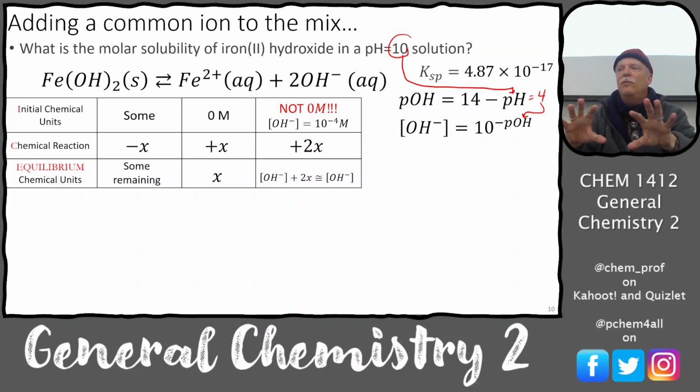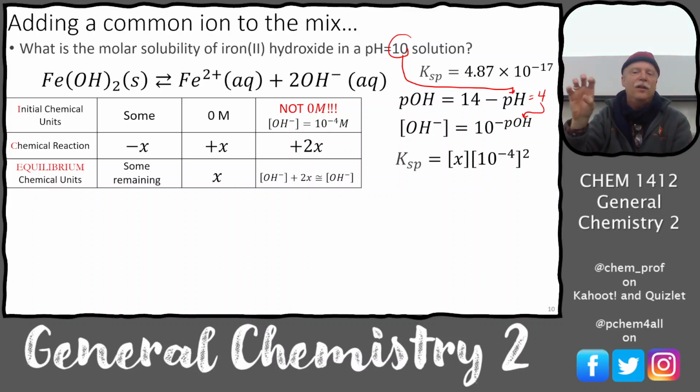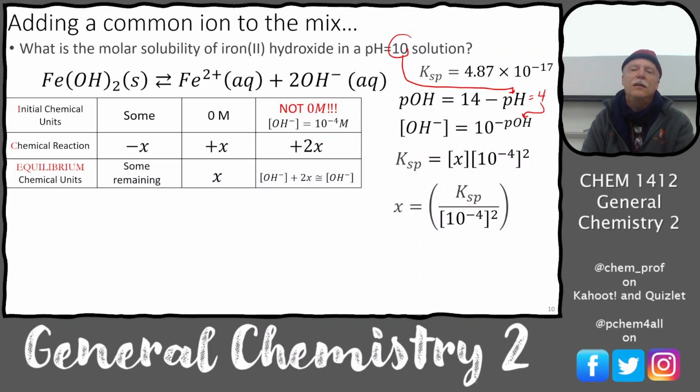This makes these common ion problems look more complicated, but calculation-wise, they're much easier. We don't have any square roots or cube roots or 4th roots or 5th roots in these kinds of problems because we have one of those numbers. It's not X cubed or anything. When we make the KSP, we have X for the iron concentration, and then we have that 10 to the minus 4 for the hydroxide ion concentration, and that one's squared because there's 2 of those. So this is a really simple calculation. X is equal to KSP divided by 10 to the minus 4 squared, or 10 to the minus 8.